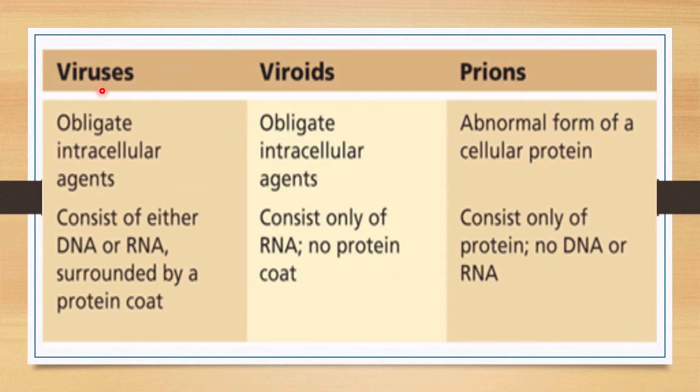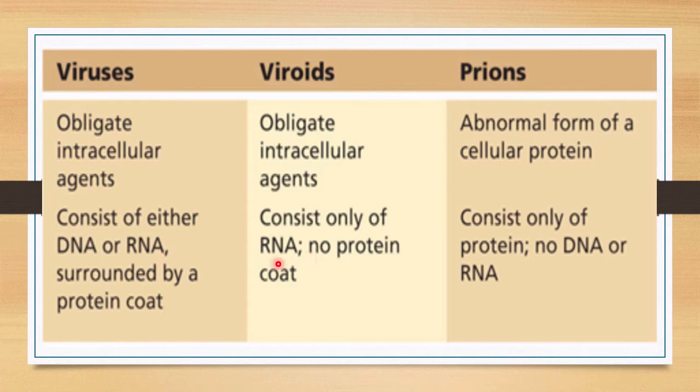Now let me compare viruses, viroids and prions. First of all, viruses are obligate intracellular agents, and they consist of either DNA or RNA. Either RNA or DNA may be present, never both, and it will be surrounded by a protein coat. Whereas viroids are obligate intracellular agents just like the viruses, but they consist of only RNA.